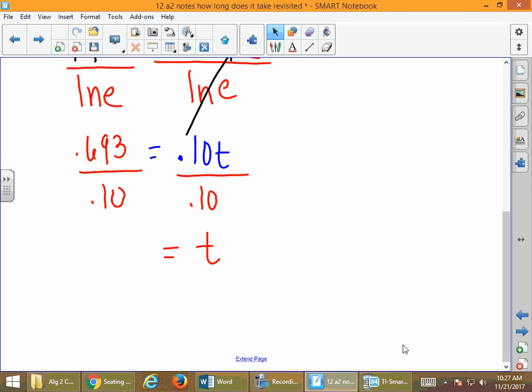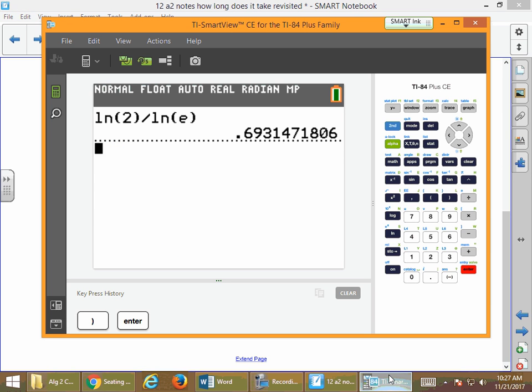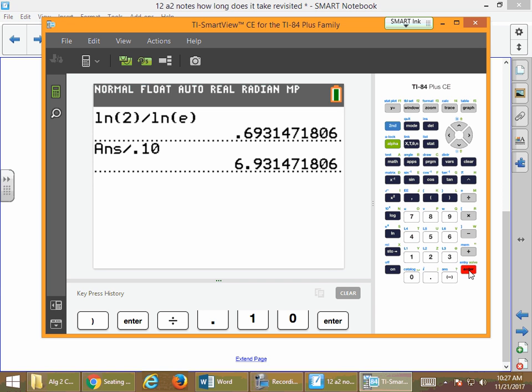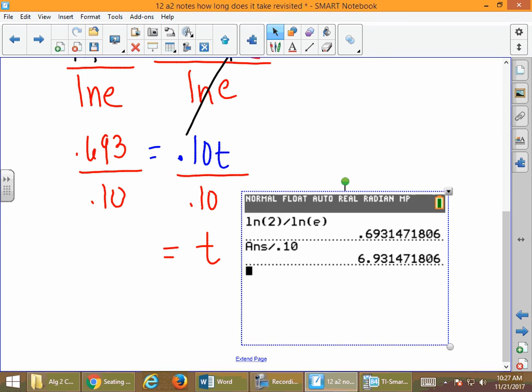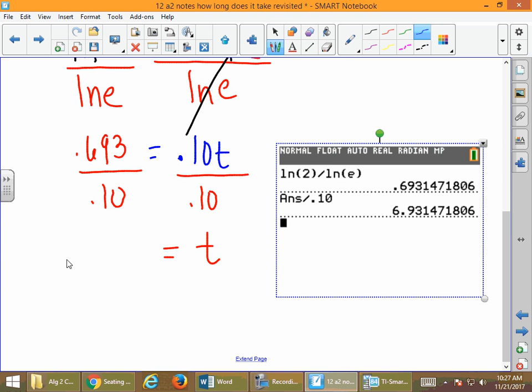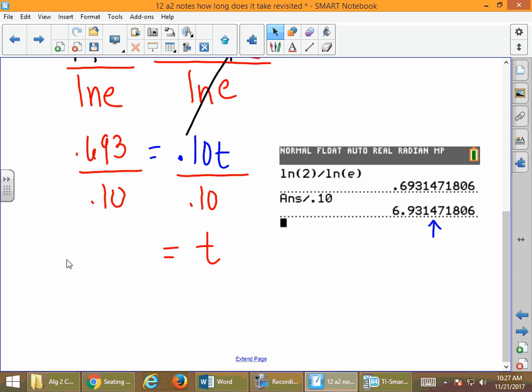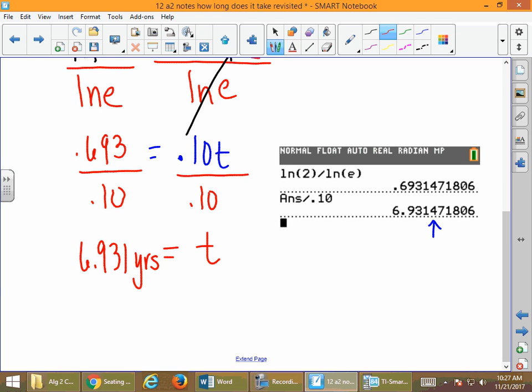We've got the number in our calculator. So we're going to divide by 0.10. And now we can round. Put that in here. So we're looking at the 4 here to round. It's going to take us 6.931 years for the population to double. So fairly quickly there, because the rate was 10%.